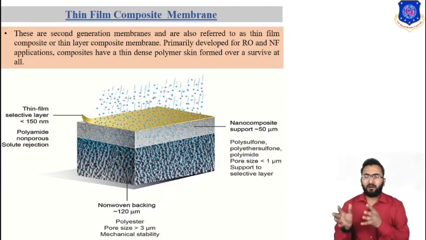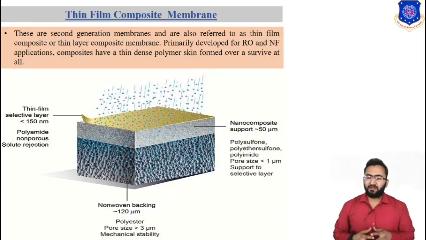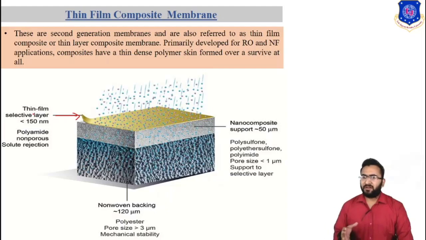Preliminary developed for the reverse osmosis and nanofiltration application. Composite membranes have a thin dense polymer skin formed on the structure. Thin film composite membrane is mainly made of three parts. Part 1 is the thin film selective layer, whose pore size is less than 150 nanometer.